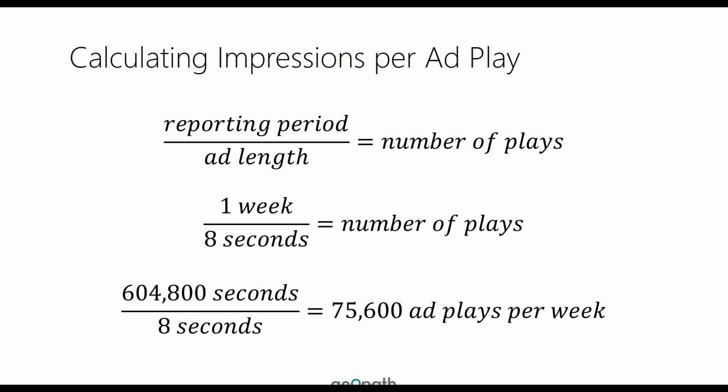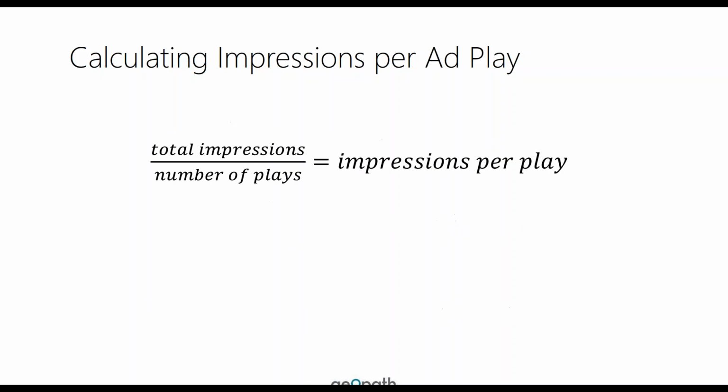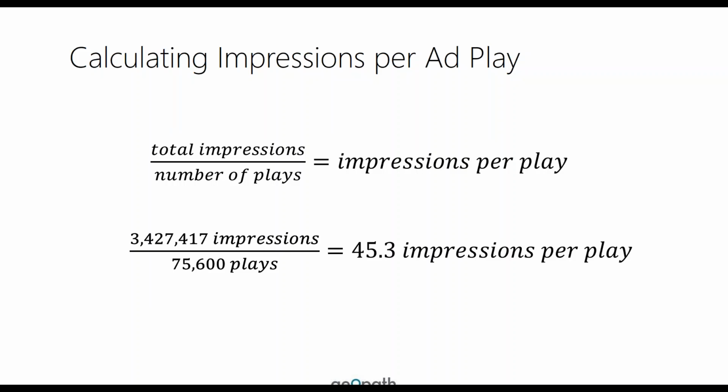So now we have the number of plays and the number of impressions for the structure. We can divide the total number of impressions by the number of plays, and we get our impressions per play. So 3.4 million and change divided by 75,000 plays equals about 45.3 impressions per play, which is pretty impressive because for an 8-second ad that's played on the Dan Ryan Expressway, on average about 45 individuals are seeing that ad.